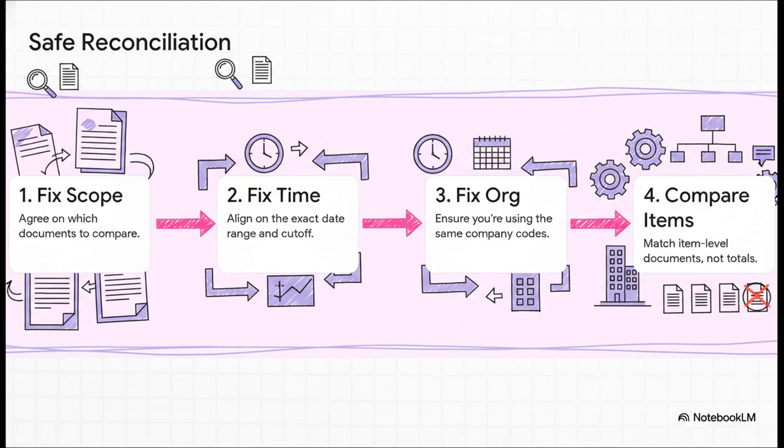So how do you reconcile safely? Easy. You follow these 4 steps. First, you fix the scope. Agree on the exact documents you're going to compare. Second, fix the time. Align on the exact date range. Third, fix the organization. Make sure you're using the same company codes. And finally, the golden rule: compare at the item level, never, ever at the total.